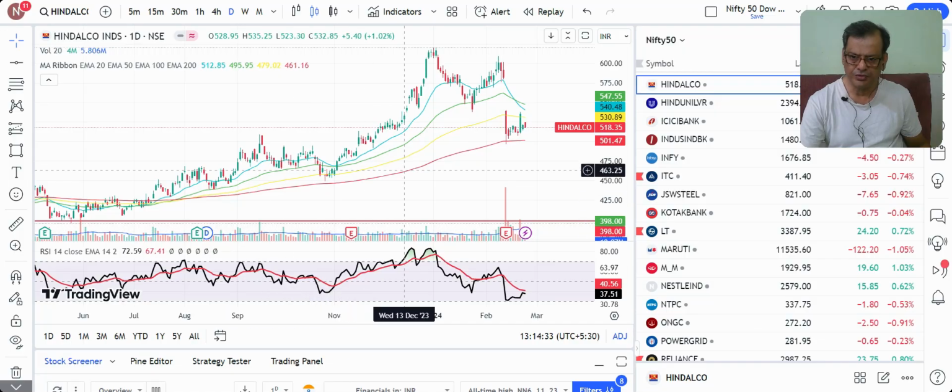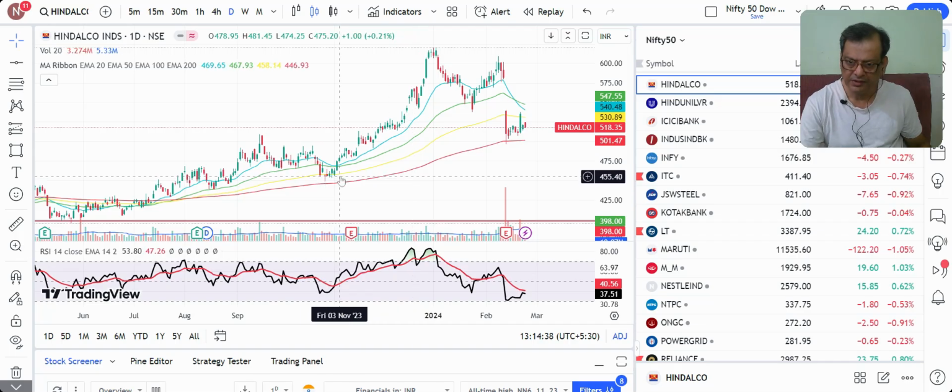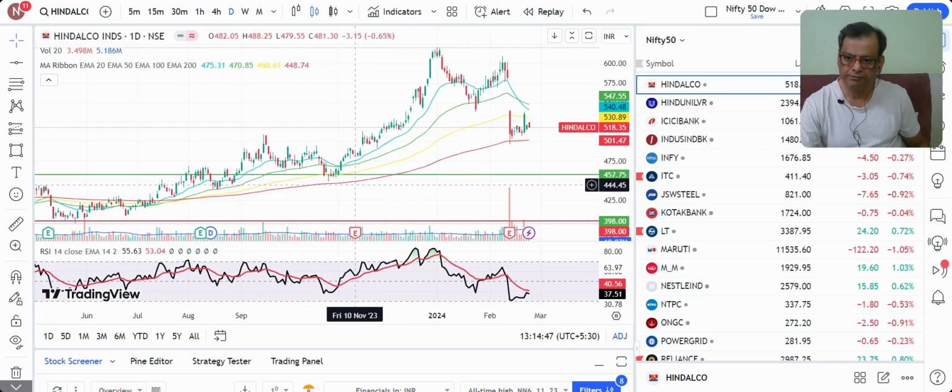There is also a support zone here. If you see here, prices are taking support here. Lot of candles. So I will draw a horizontal line here. So prices came here, took support, went up.